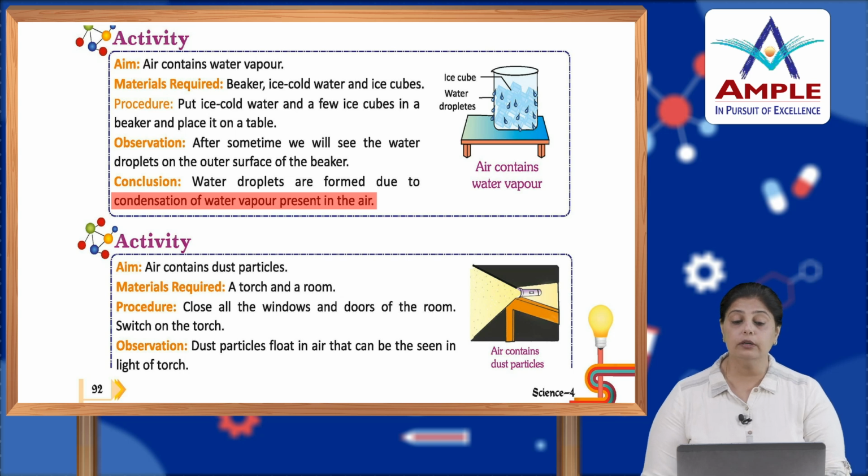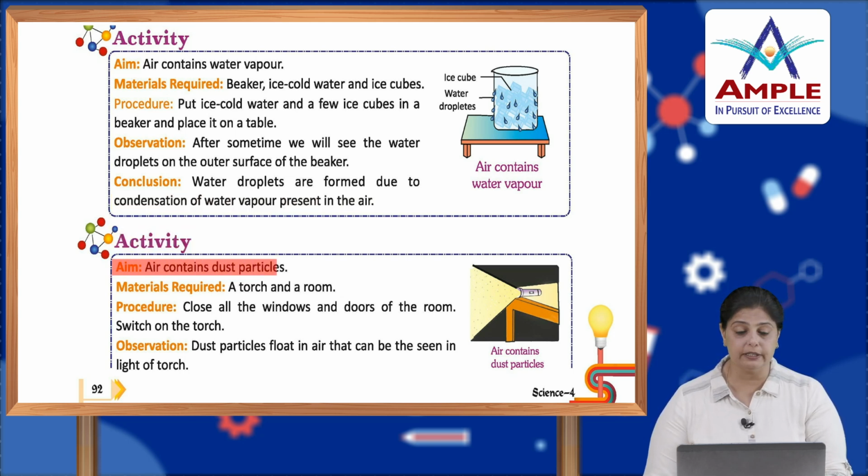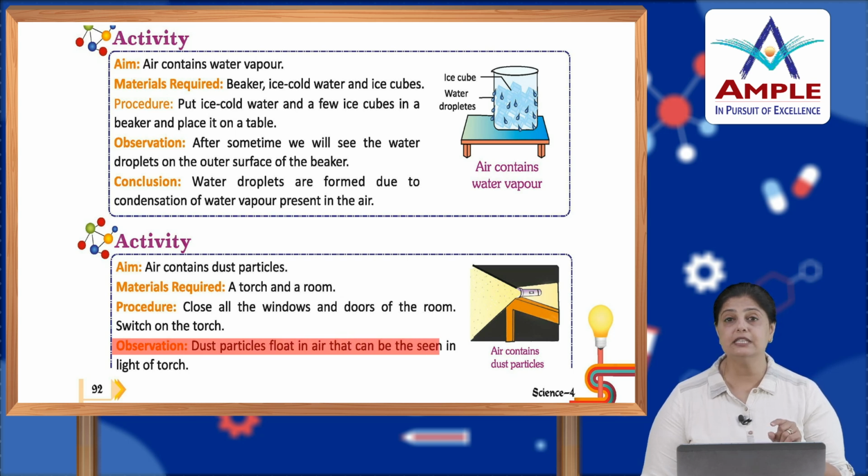So, the next activity is to show that air contains dust particles. Now, you require a torch and a room. You have to close all the windows and doors of the room, and then you have to switch on the torch. You will see that the dust particles float in air, which can be seen in the light of the torch.